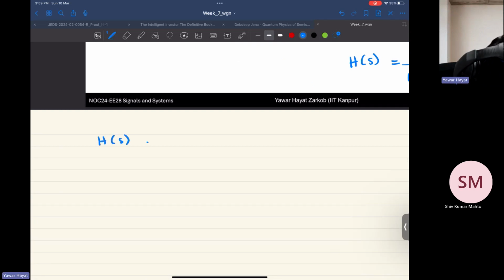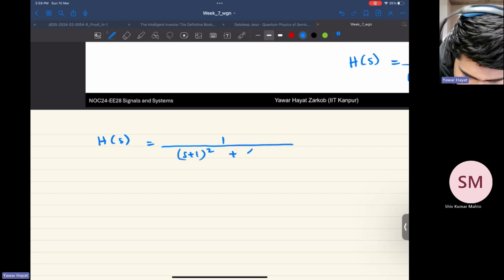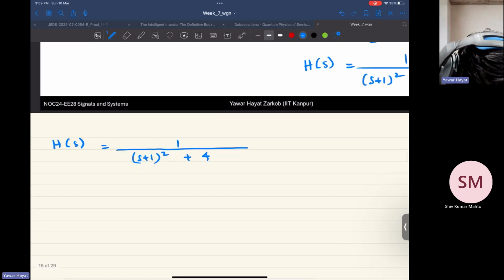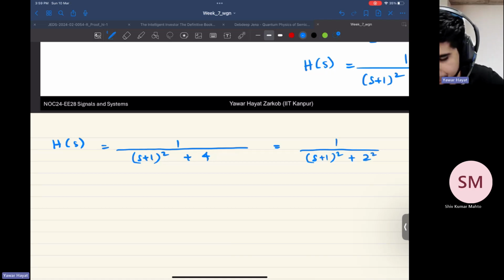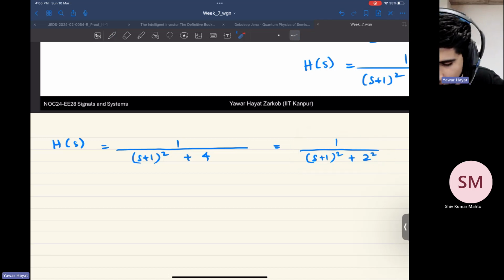So this is what I have obtained. H of s is 1 whole divided by s plus 1 square plus 4. I can multiply and divide by 2. Why? Because I can first write this as s plus 1 square plus 2 square. Right? And this looks familiar to me.